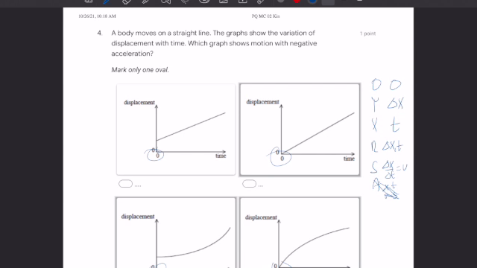So we have a body moving in a straight line. The graphs show the variation of displacement with time. So we have a number line. Which graph shows the motion with negative acceleration?